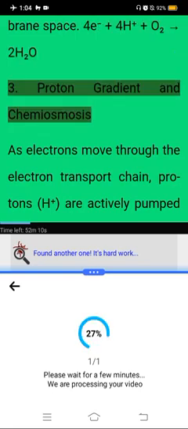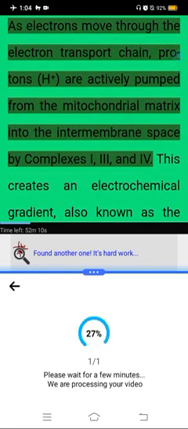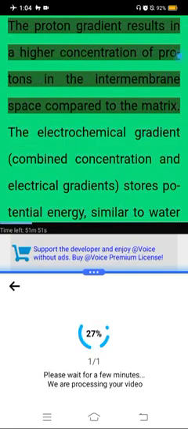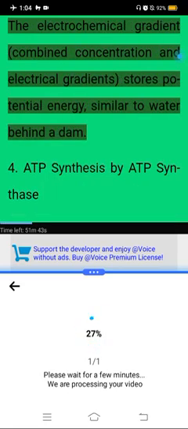3. Proton gradient and chemiosmosis. As electrons move through the electron transport chain, protons (H⁺) are actively pumped from the mitochondrial matrix into the intermembrane space by complexes 1, 3, and 4. This creates an electrochemical gradient, also known as the proton motive force (PMF), across the inner mitochondrial membrane. The proton gradient results in a higher concentration of protons in the intermembrane space compared to the matrix. The electrochemical gradient, combining concentration and electrical gradients, stores potential energy, similar to water behind a dam.